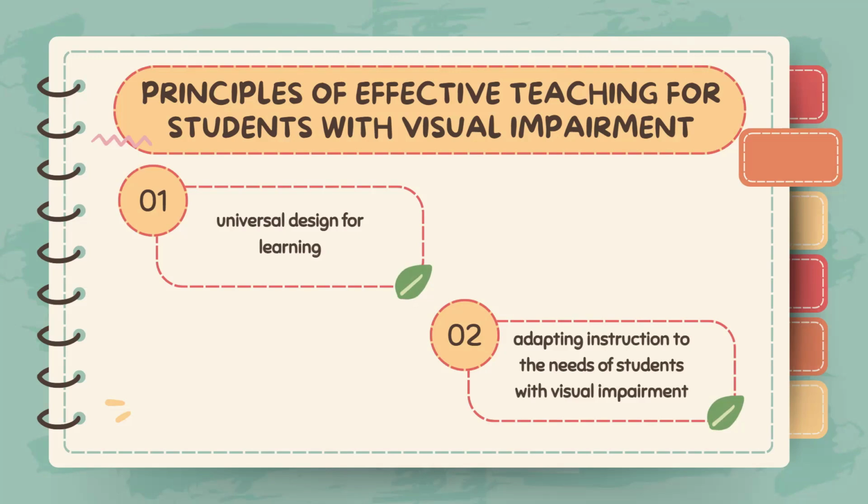UDL consists of, first, multiple means of representation, so providing materials in Braille, large print, tactile graphics, and audio formats ensures that the students with different levels of visual impairment can access content. For example, a math worksheet with printed numbers can be supplemented with Braille worksheets or an audio recording explaining the problems. Second is multiple means of engagement.